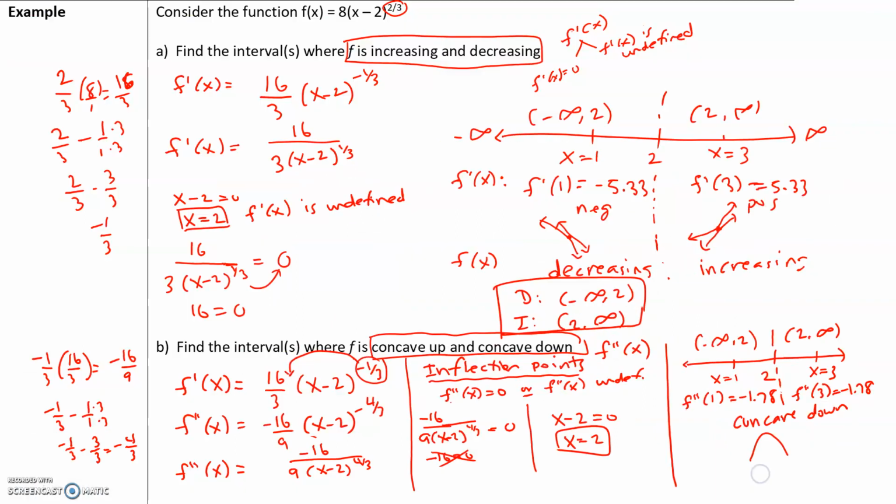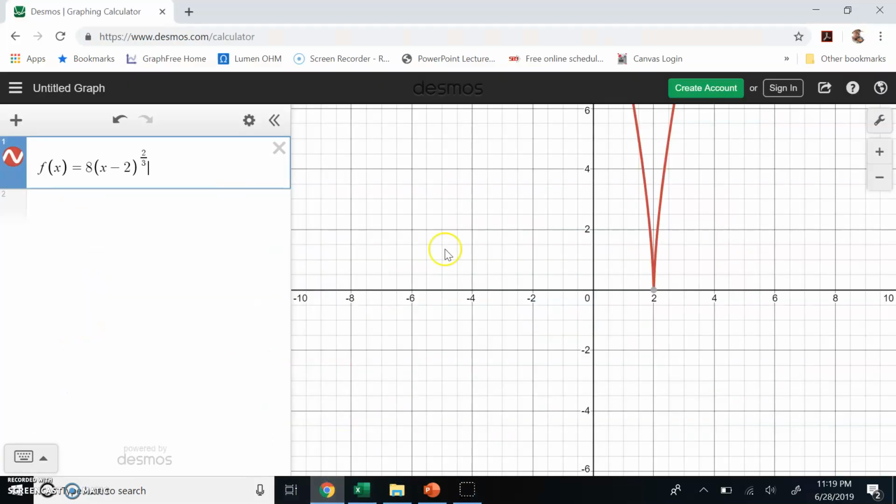All right, so let's go back to our work here. We said that the function is decreasing on negative infinity, comma 2. It's increasing on 2, comma infinity. Let's see if that's correct. The function is decreasing from negative infinity to 2, increasing on 2 to infinity. All right, that looks great.